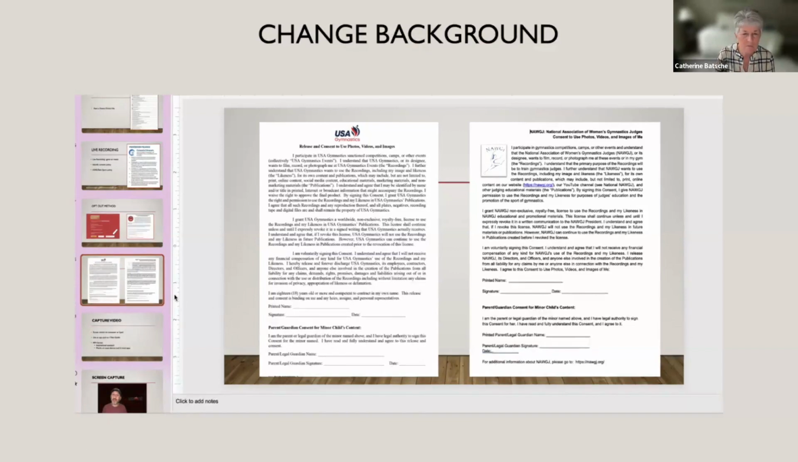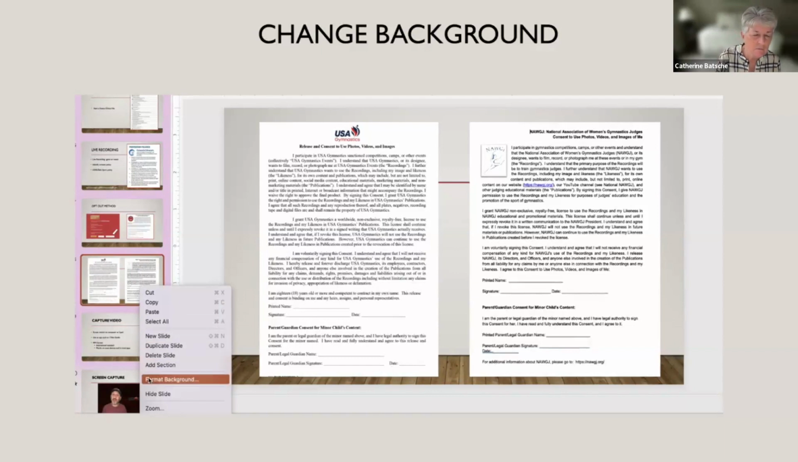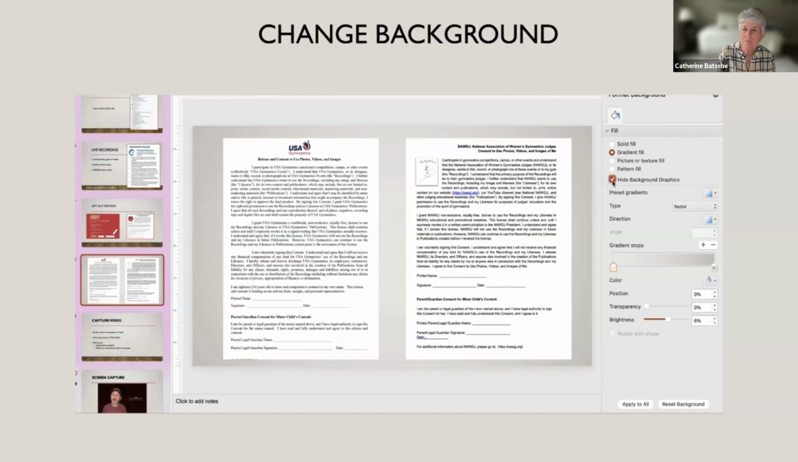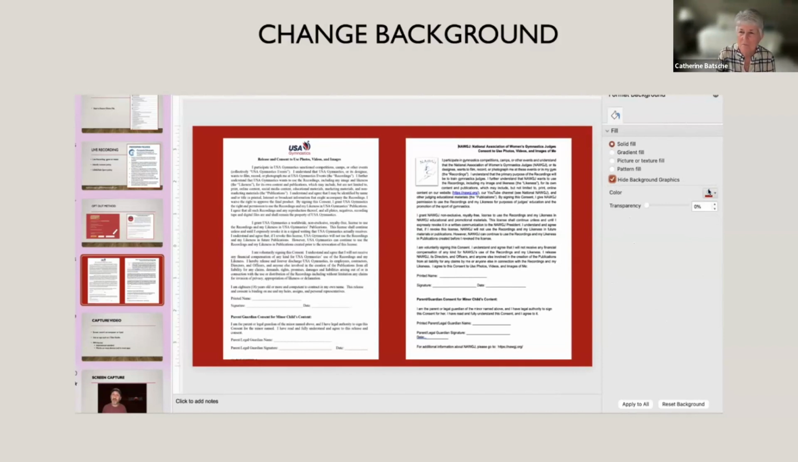You simply go over here to the slide that you want to change, right-click on the slide, click on Format Background, and when you do, this screen will pop up over here on the right. Just click on Hide Background Graphics, and they go away. There's not much contrast there, so if you want to add more contrast, you can click on Solid Fill, and you can change the color that you want over here. That's all there is to it.